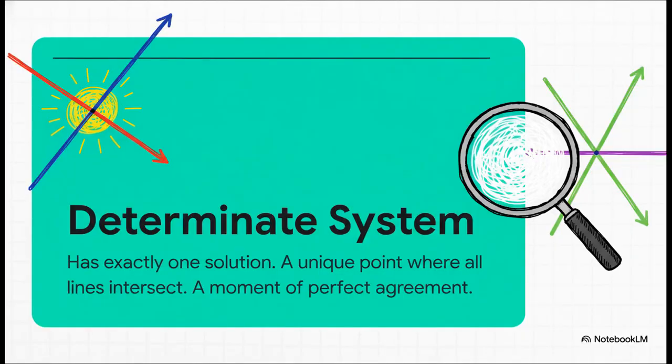First up, the one you probably expect. It's called a determinate system. Think about it visually. If each of our linear equations is a straight line, then in this case, the lines cross at exactly one spot, one single point. That's our solution, a perfect moment of agreement.